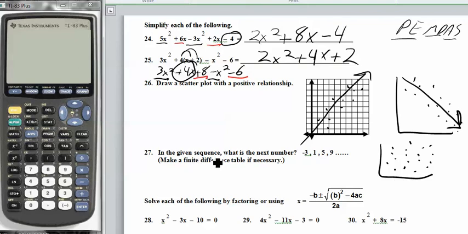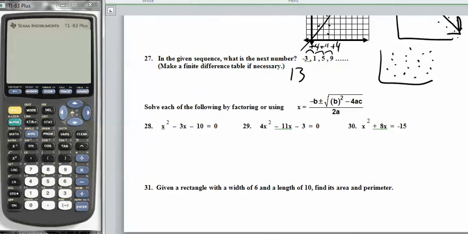All right, 27. In the given sequence, what is the next number? All right, so we can look at this several different ways. So just simply, let's see if it's this simple. Is it going up by a certain amount each time? Up by 4, up by 4, up by 4. All right, so then that one's very simple. So the next number is 9 plus 4 would be 13. They don't necessarily have to be that simple, but that one was.